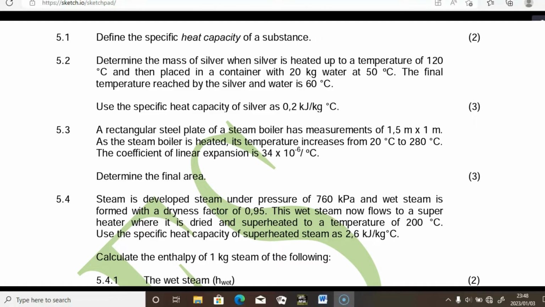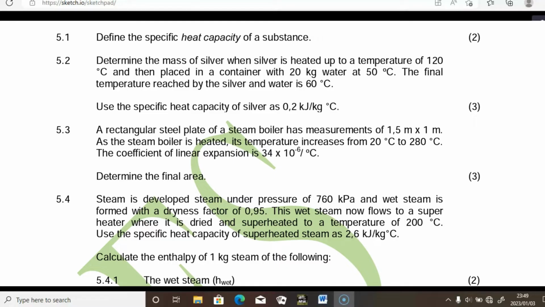We are still doing Heat Engineering Science N3, and today we are going to look at a question paper that was written on the 30th of November 2015. We are going to start from 5.1, which says define the specific heat capacity of a substance. The specific heat capacity of a substance is the heat energy that is needed to raise 1 kg of that substance by 1 degree Celsius.